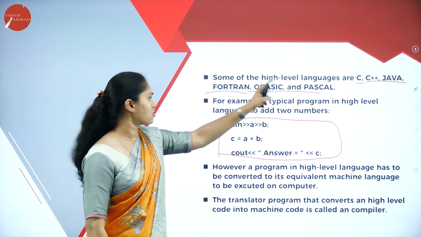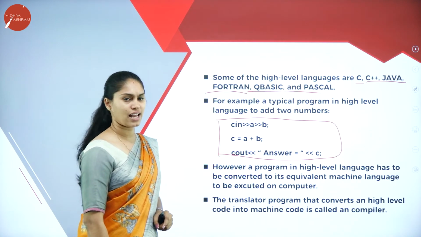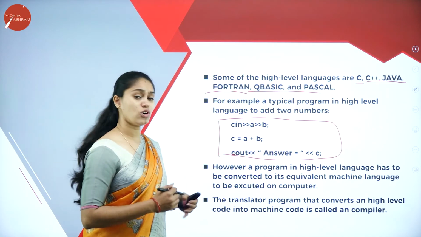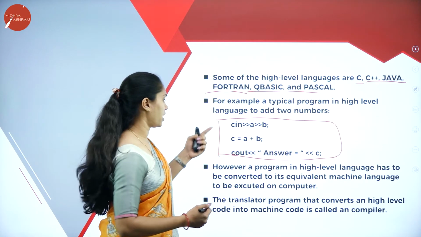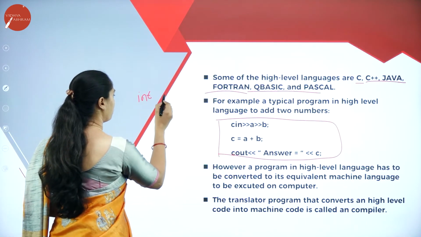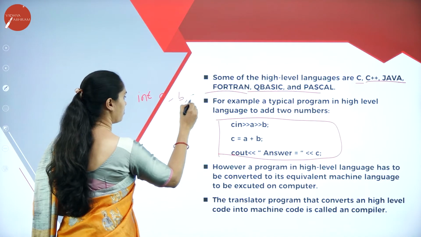C++ also comes under higher level language. cin is used to take the input and cout is used to display the output. For example, here I have cin A and B. So in order to take A and B, first I have to declare. So let me take A, B, C.